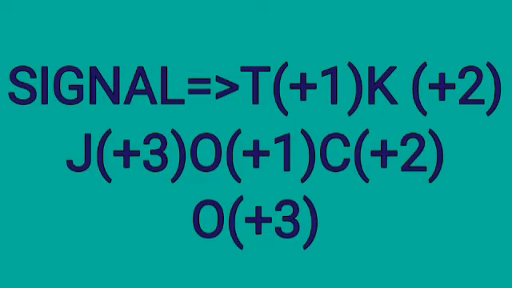SIGNAL. What is the first letter? First letter S is moved 1 step forward. So T. Second letter I is moved 2 steps forward. So K. G is moved 3 steps forward. So J. Fourth letter N is moved 1 step forward. O. Fifth letter A is moved 2 steps forward. C. L is moved 3 steps forward. O. So here signal is coded as TK, JO, CO.